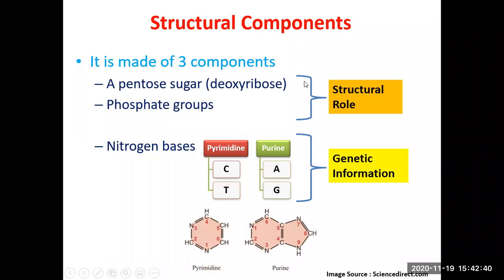So structurally speaking, it is made up of 3 components. What are those 3 components? There is one sugar, a pentose sugar. Pentose means the one which is made up of 5 carbon. And that pentose sugar in DNA is deoxyribose. The second major component is phosphate groups. These two, pentose sugar and phosphate group, serve the structural role. They provide the structural strength to the DNA molecule.